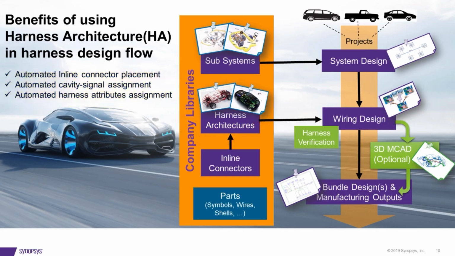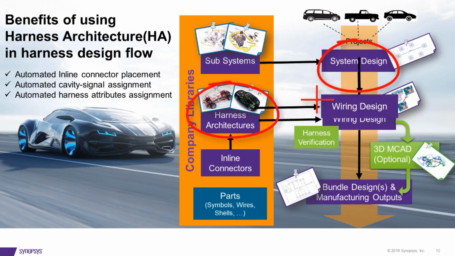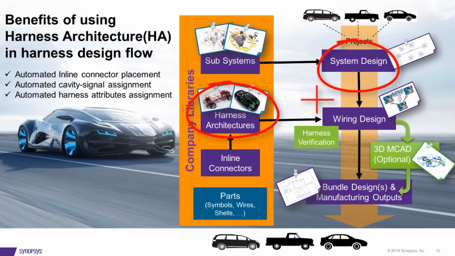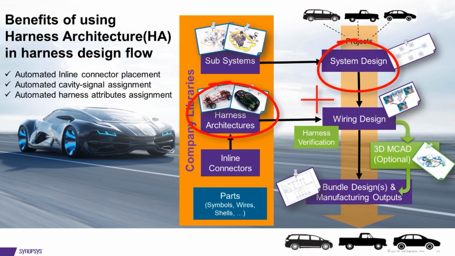With the new harness architecture feature, SaberES Designer now automatically integrates the system design signal connectivity and the physical 2D harness architecture topology to synthesize the complete vehicle wiring designs very quickly. Hence, in addition to the logical connectivity between components, physical harness topology can now be reused between many vehicle projects, which accelerates the time to market for all of your products.